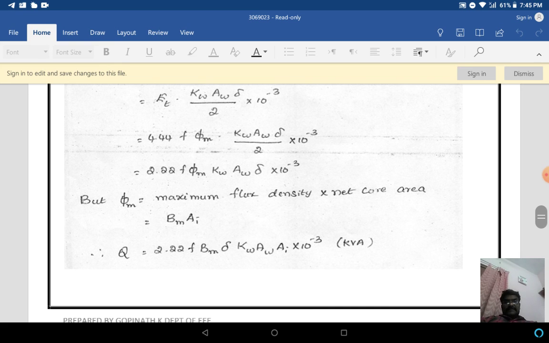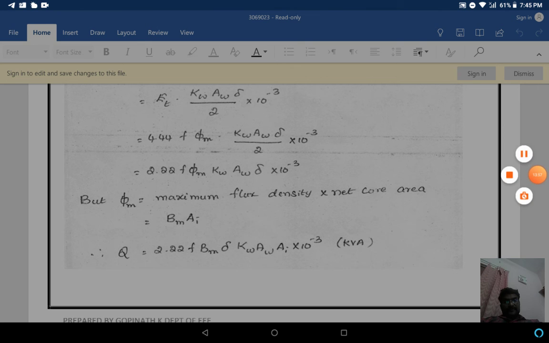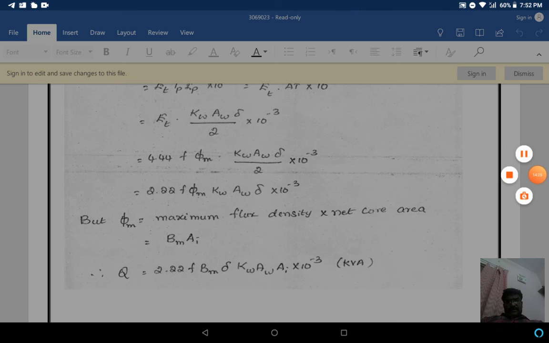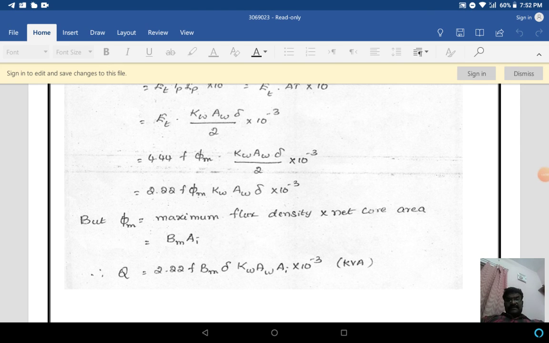But phi m is the maximum flux density times the net core area. So we can write Q is equal to 2.22 F Bm del Kw AW AI into 10 to the power of -3. Here F is the frequency, Bm is the maximum flux density, del is the current density, Kw is the window factor, AW is the window area, and AI is the iron area, multiplied with 10 to the power of -3. The unit will be kVA. Thank you.